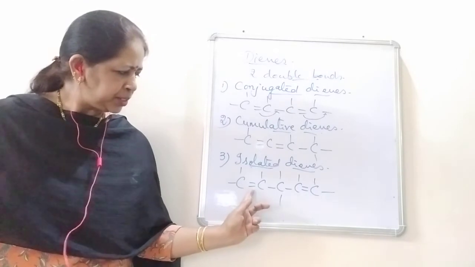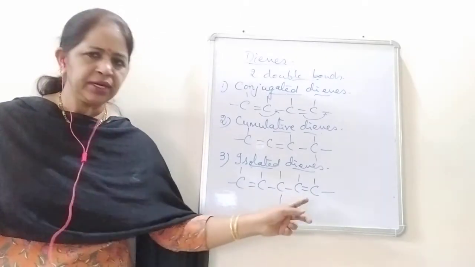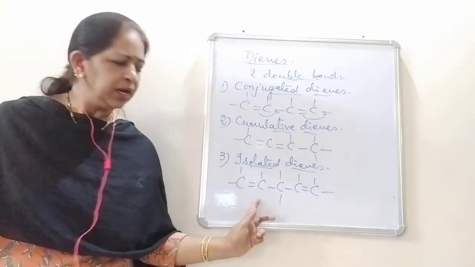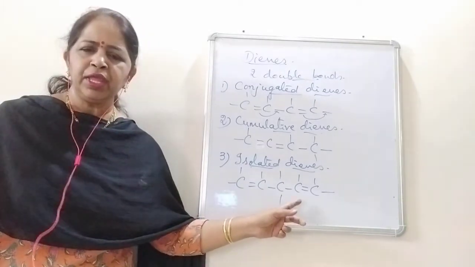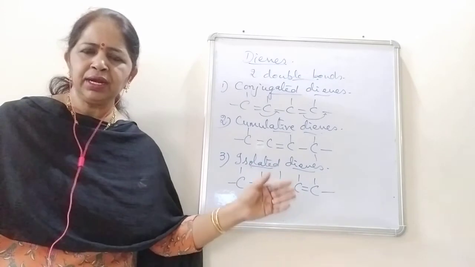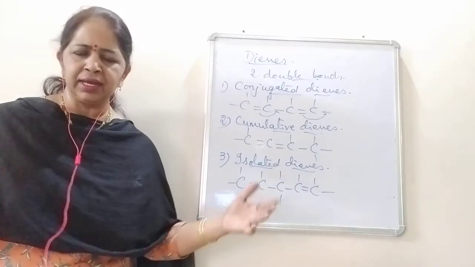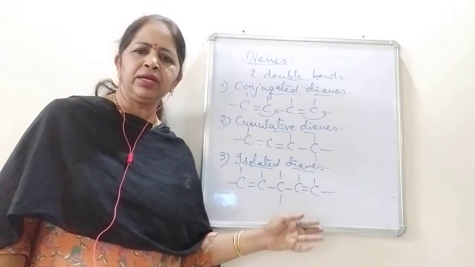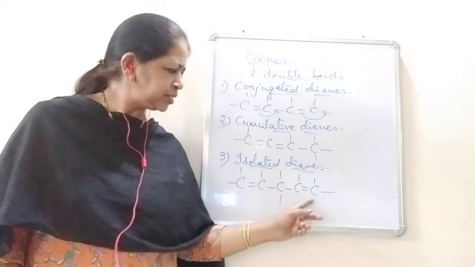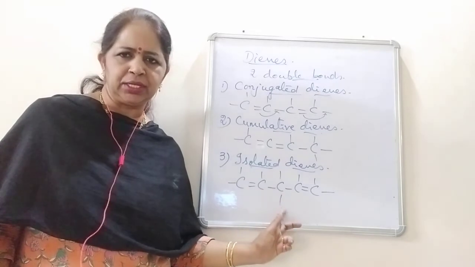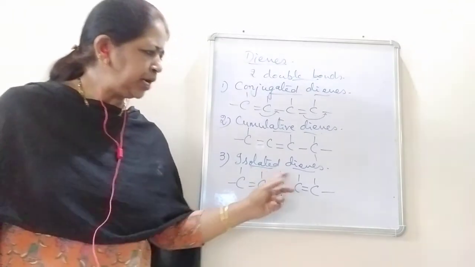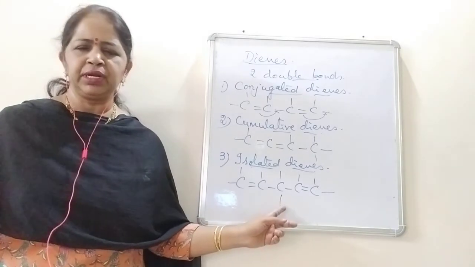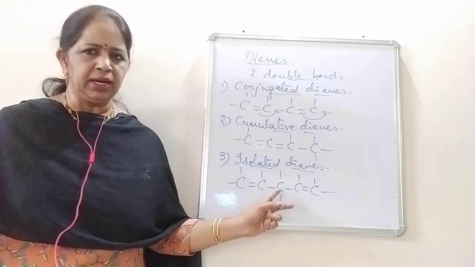So, these double bonds are present far away, almost at the ends of the chain, and they behave like normal double bonds. That means they behave like normal alkenes because these double bonds are in no way connected to each other. That is why isolated dienes behave like normal alkenes. They give all the addition reactions of alkenes.